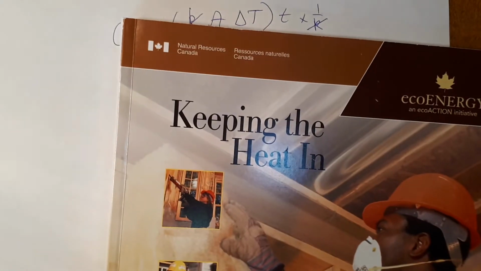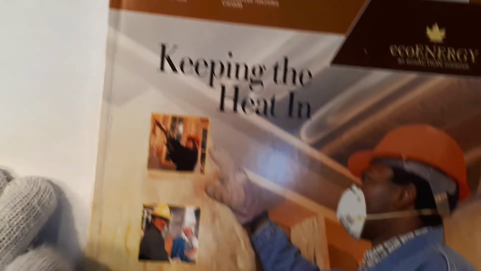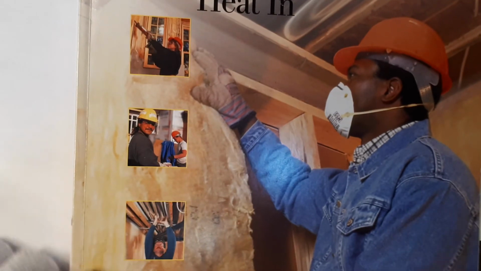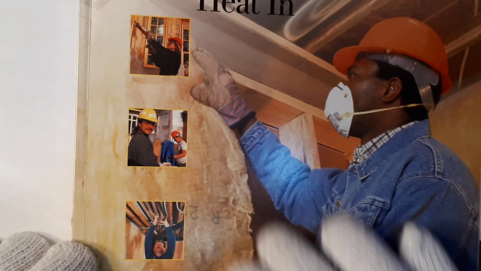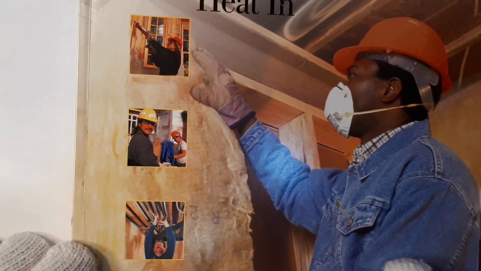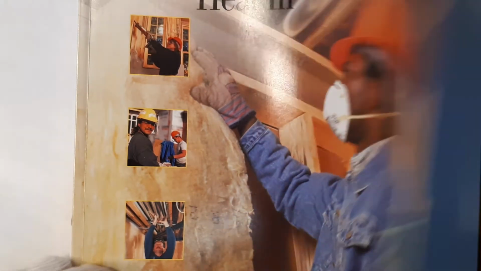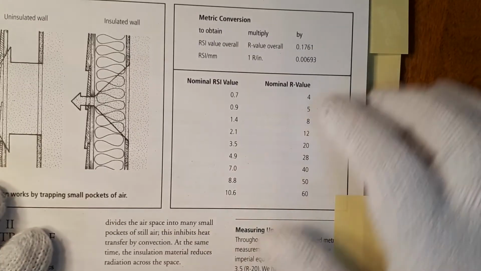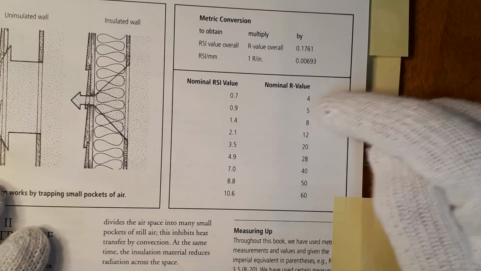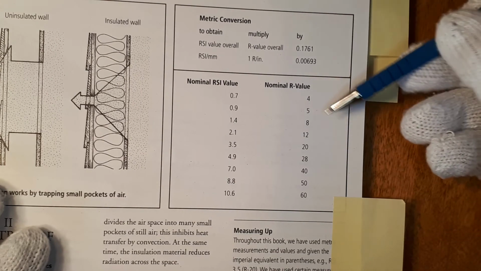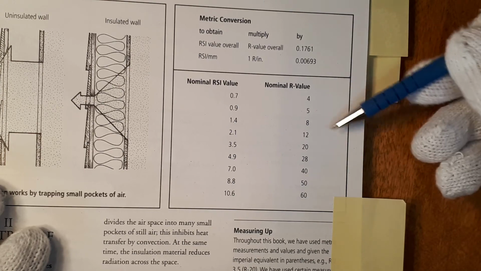Consider, I have here a booklet from Natural Resources Canada, and that explains what individuals can do with their homes in order to prevent heat loss. Here is some insulation being put in a wall. Insulation has R values attached to it. The higher that R value, the greater the insulation value of that particular item. And here is a list of nominal R values. The higher the R value, the better the insulation properties, and the lower the R value, the greater the heat loss through that particular material.